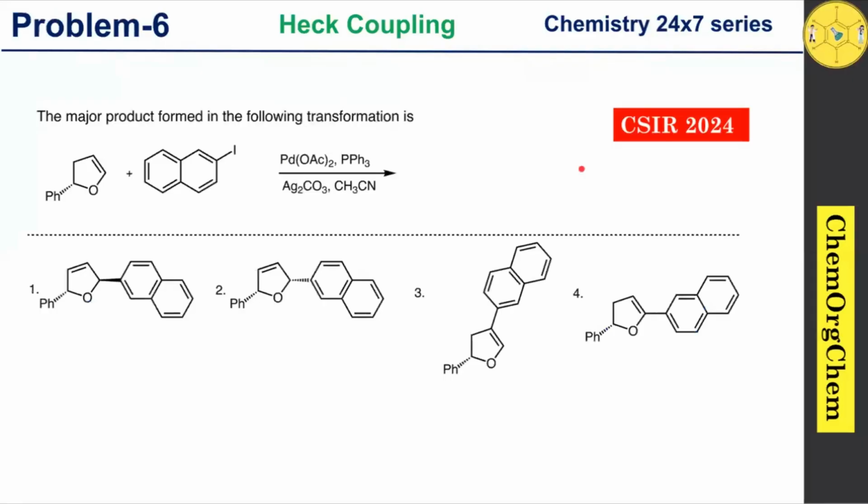So in continuation of our Heck related problems, this is also a Heck problem. This is a question from CSIR 2024. As per this question, this dihydrofuran derivative reacts with 2-naphthyl iodide in the presence of palladium acetate, triphenyl phosphine, silver carbonate in acetonitrile, which produces a product. So here four options are given. Let's together find the correct option for this question.